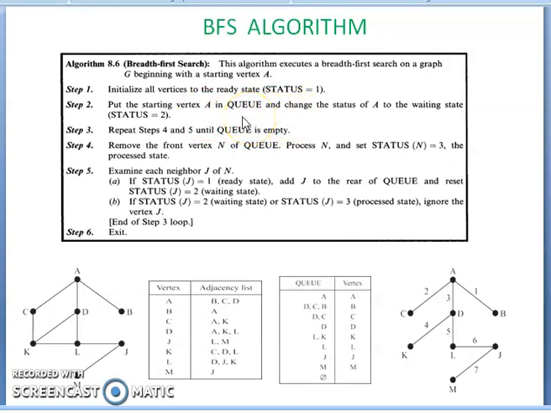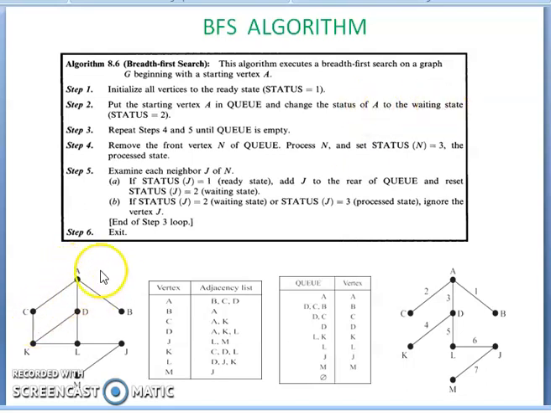So first in, first out is the policy for a queue. The element which comes first into the queue, you remove that first element from the queue first. That is the queue data structure. Whereas the stack, which is implemented in DFS, is last in, first out. The queue is first in, first out. Put the starting vertex A in the queue and change the status of A to the waiting state.